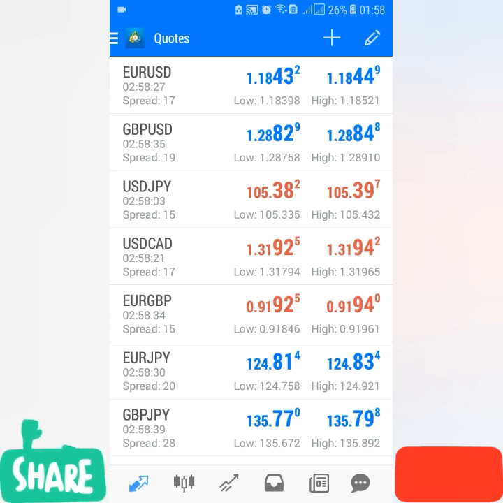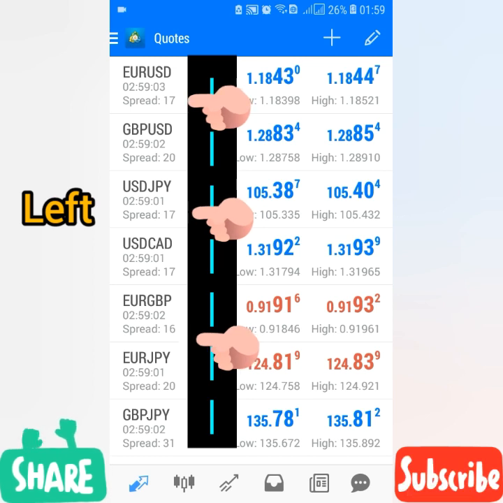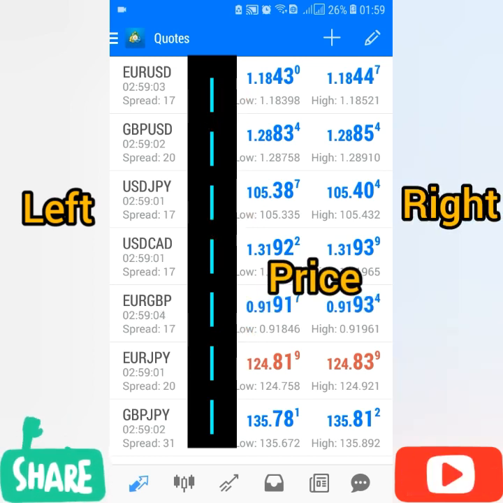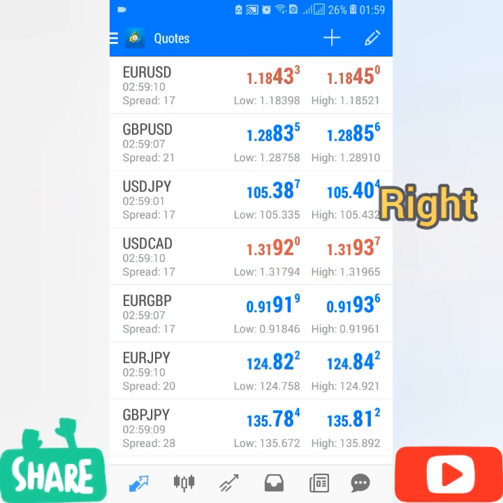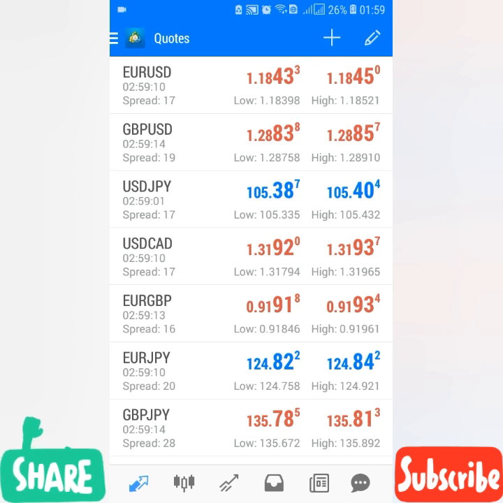So first, when you open Metatrader 4, if you haven't used it yet, you will find something like this. So when you do find something like this, don't be confused or try to crack your head trying to understand what the heck is going on here. What you have to understand, on your left we have currency pairs, on your right we have the price. On your left we have currency pairs from on top there: Euro USD, GBP USD, USD JPY, USD CAD, Euro GBP, Euro JPY, GBP JPY.